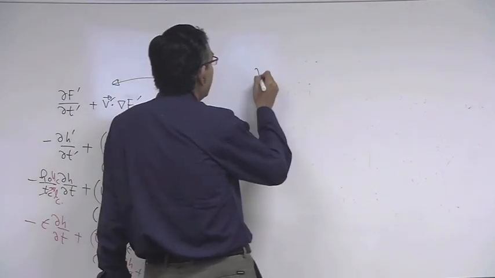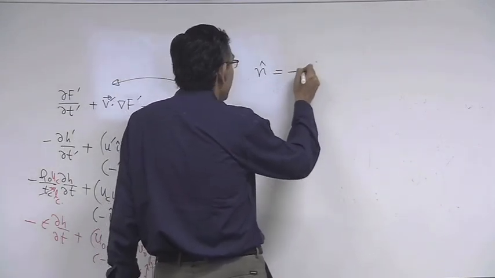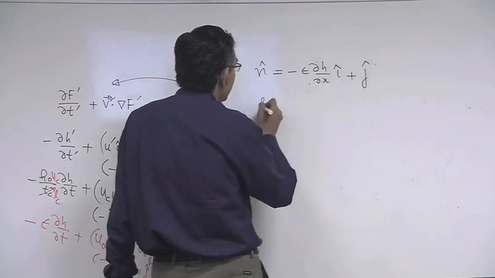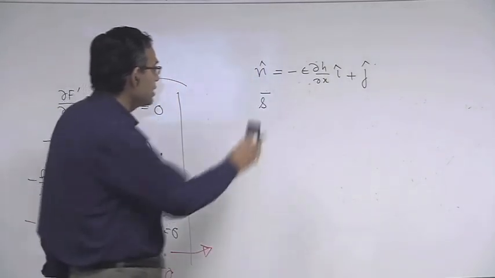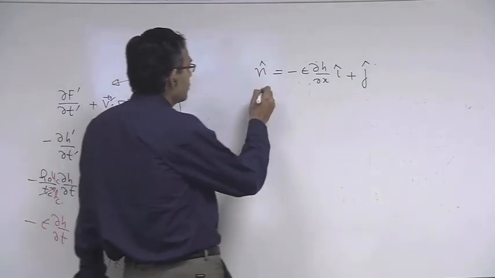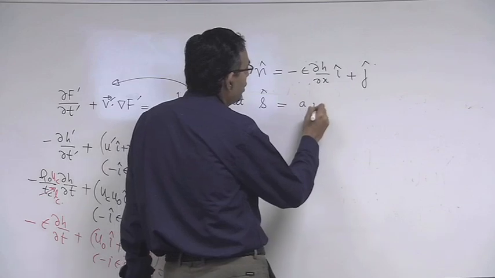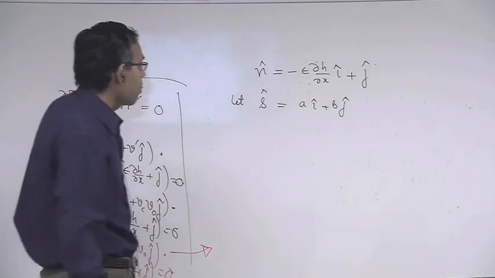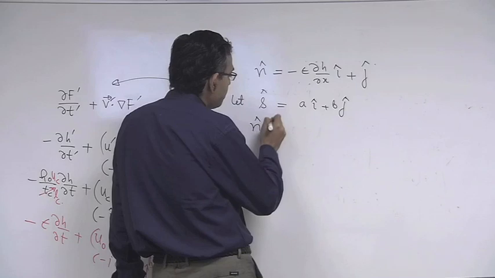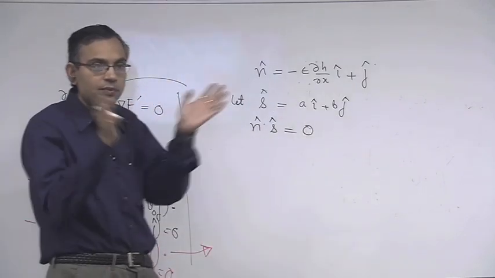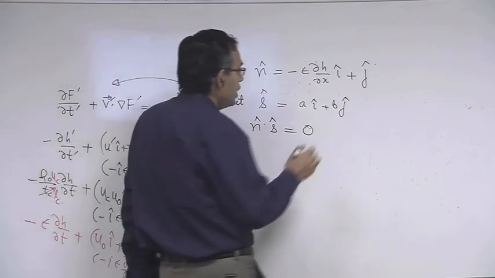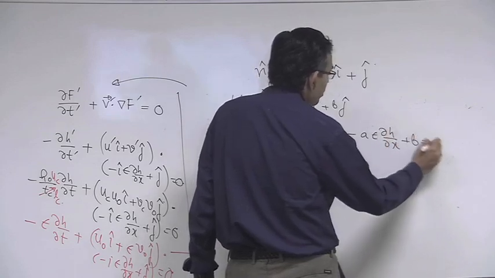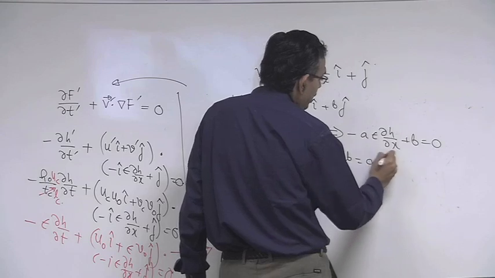So, you had n is equal to minus epsilon del h del x i plus j. Let us say that s is equal to a i plus b j, where a and b are to be determined. Then what is n dot s? Right, dot product of normal and tangential, they are orthogonal to each other. So, that is minus a epsilon del h del x plus b equal to 0, that means b is equal to a epsilon del h del x.